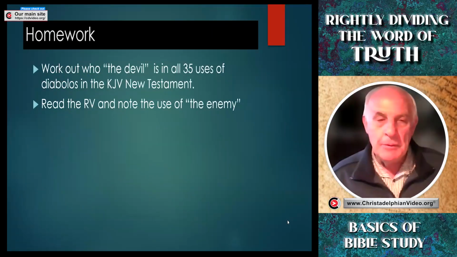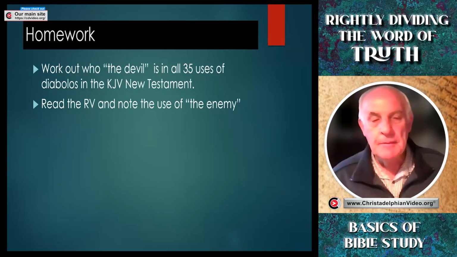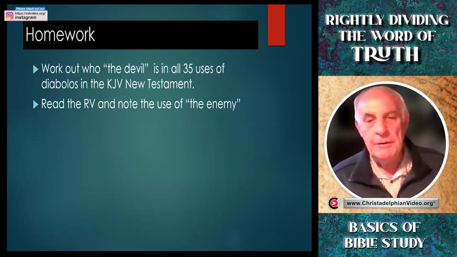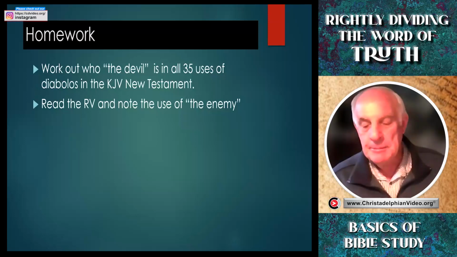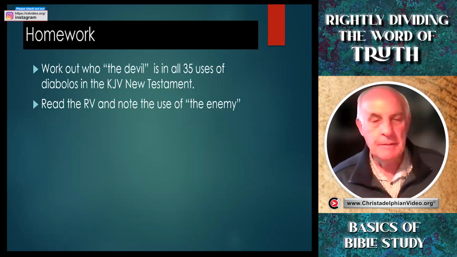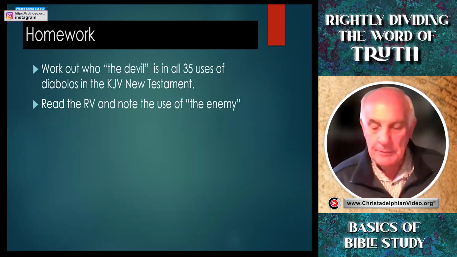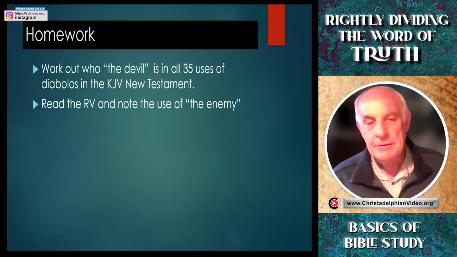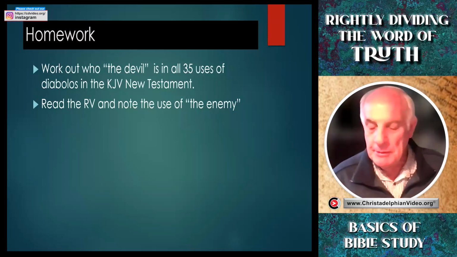And so we come to the homework for this last section on translations. I'd like you to go through the whole 35 uses of diabolos in the King James New Testament, work out who it's talking about, whether it's a person, a government, an organization, and just write in your margin what it actually is. And if you read the RV, the Revised Version, you'll notice the use of the word enemy all the way through. So these are the translations that are reliable. These are the translations that are helpful. Unfortunately, with the King James translation, we have to suffer the existing beliefs, the translator bias that was there in 1611, which brought the devil and the Satan very much into prominence in the record when it should not be.